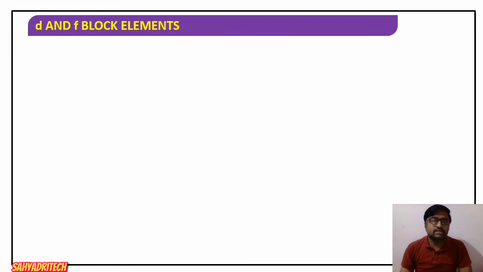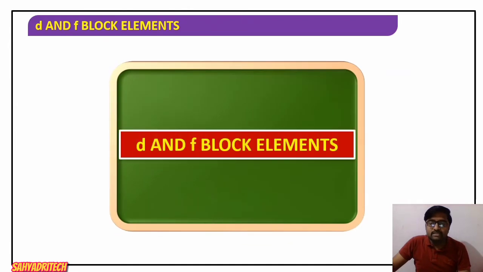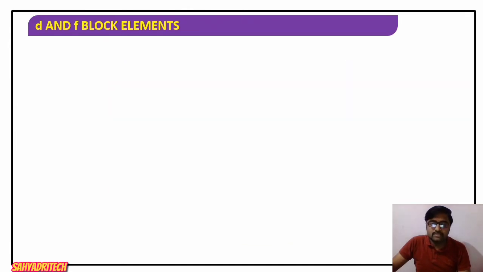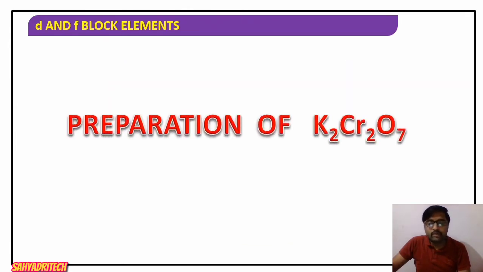So in the previous session, we have discussed the general characteristics, right? We have completed all the general characteristics of the transition elements. Now in this session, we are going for the next concept of the chapter, that is, we are looking at the preparation of two important compounds. One among them is potassium dichromate.